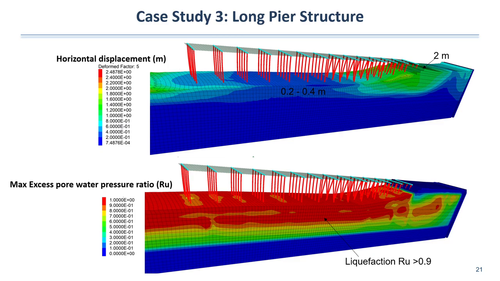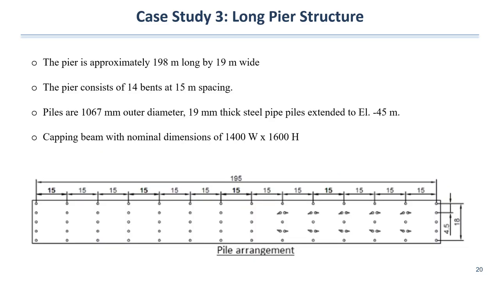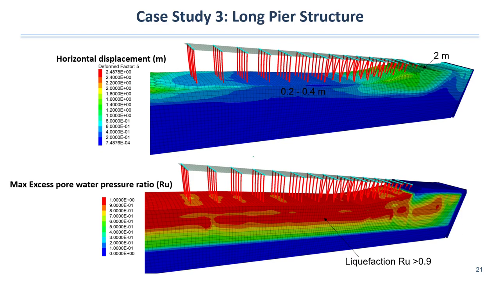deformation going from the onshore to offshore area. In the near shore area, the displacement can be about 2 meters, but if you go outside that slope wedge area, the displacement reduces to about 0.2 to 0.4 meters. Because the piles are connected from onshore to offshore, the total displacement of the pier structure will be somewhere between 0.2 and 2 meters, because they will find a balance between those things.